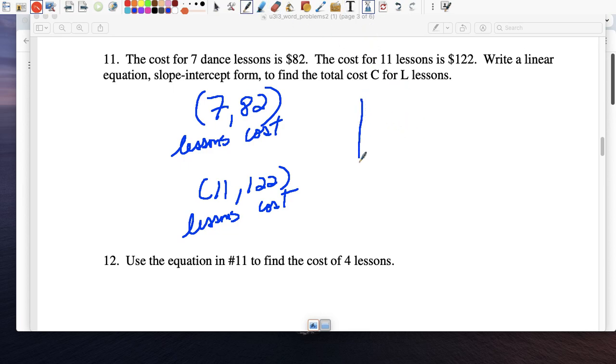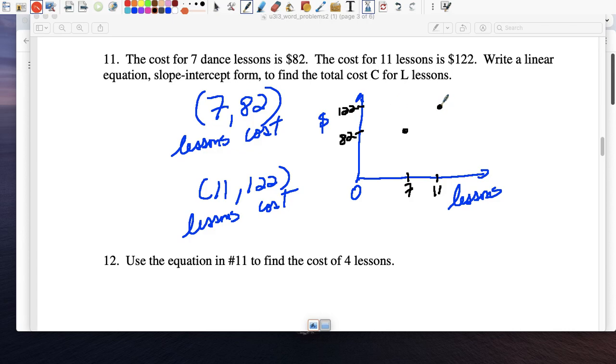Let me graph this. So this is my cost, and this is the lessons. And let me put it on the graph. And this is 0. Well, obviously 0 lessons should cost me $0. But let's see if I'm right. I know that 7 lessons over here, I have to pay $82. That's a point in the graph. And then if I take 11 lessons, I'm going to pay 122 right here.